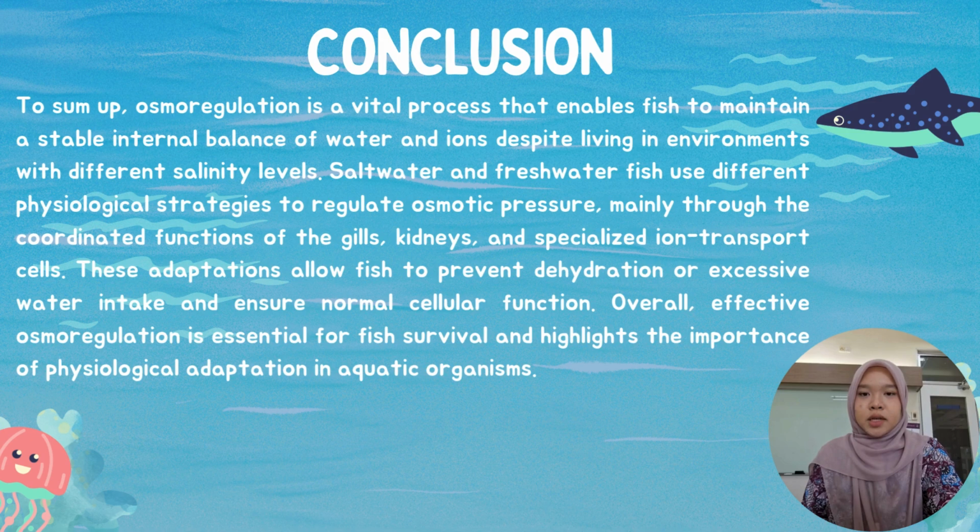To sum up, osmoregulation is a vital process that enables fish to maintain a stable internal balance of water and ions despite living in environments with different salinity levels. Saltwater and freshwater fish use different physiological strategies to regulate osmotic pressure, mainly through the coordinated functions of the gills, kidneys, and specialized ion transport cells. These adaptations allow fish to prevent dehydration or excessive water intake and ensure normal cellular function. Overall, effective osmoregulation is essential for fish survival and highlights the importance of physiological adaptation in aquatic organisms.